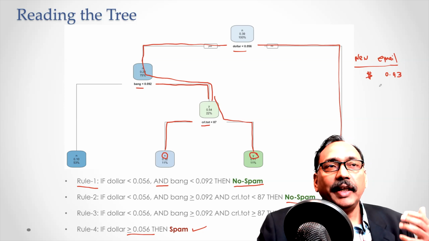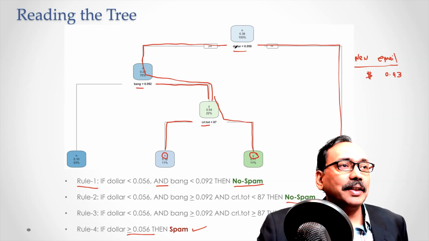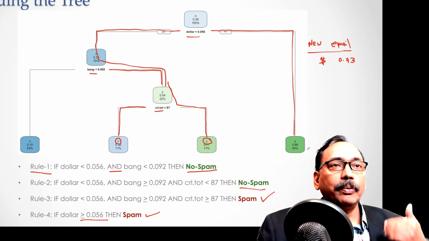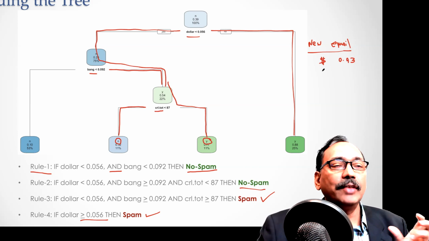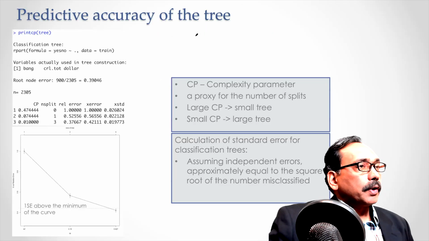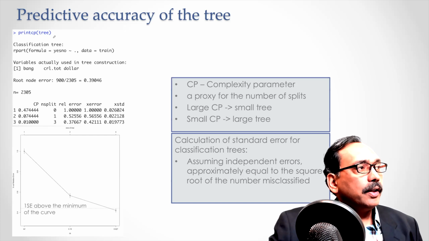Now you don't even have to look at other variables because now dollar is more than 0.93, so you turn right and immediately land at a terminal node. So immediately your prediction is that even with just this information, this new email is likely to be a spam. So with decision trees, you can also print using the printcp command.